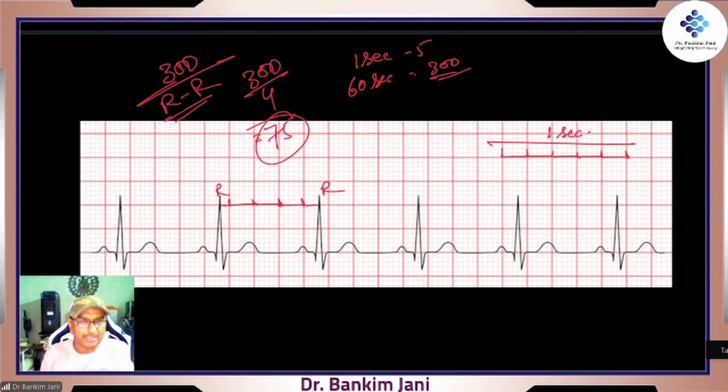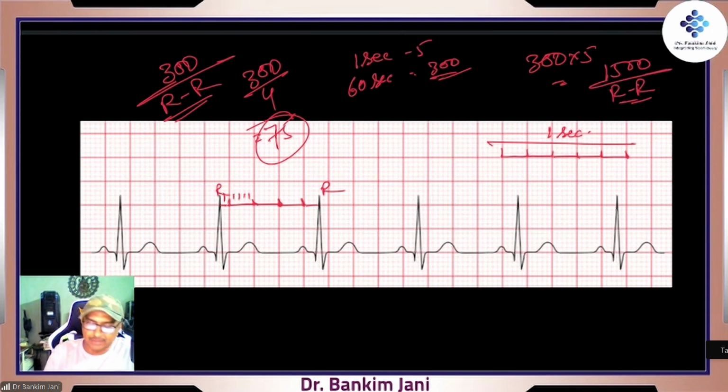If you want to be more accurate, then you have to go for measuring small squares, right? Every big square has 5 small squares. So 300 into 5, so total will be 1500 squares divided by, once again, RR, but this time we'll be measuring those small squares. This is the totally normal.